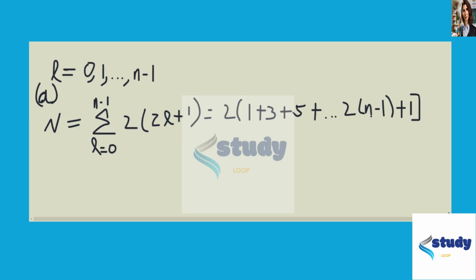Okay? So 2 times n minus 1 plus 1 is the same as 2n minus 1. So this is equal to 2 times, this is a bracket, not a parenthesis, 1 plus 3 plus dot, dot, dot, and 2n minus 1. So that's 2n minus 2 plus 1, or excuse me, 2n minus 1.